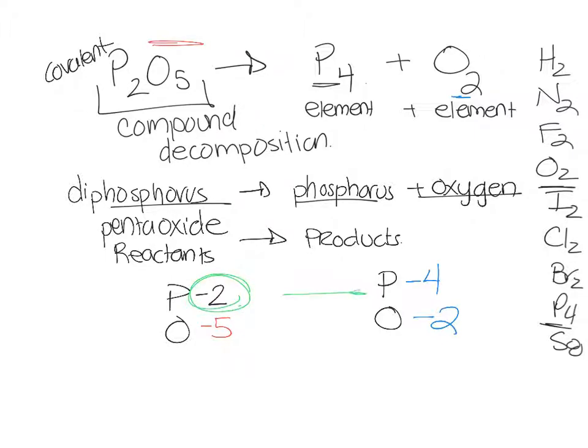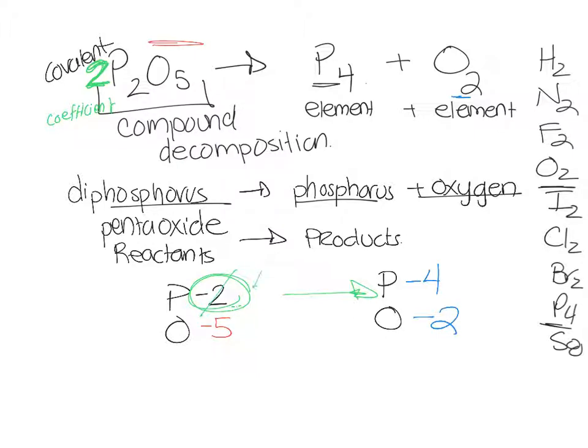Now if I want to start by balancing the phosphorus, I see that this has 2 and this one has 4. So in order to get the 4, I'm going to put a 2 in front of the compound, as a coefficient. That is the only number that I can change. I can't add subscripts or superscripts or anything like that. I can only add a coefficient.